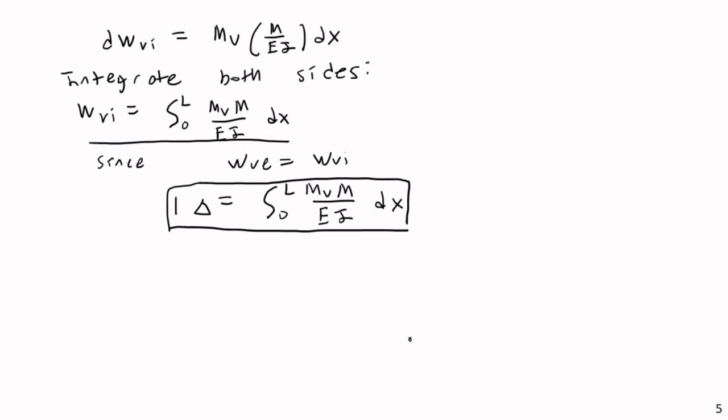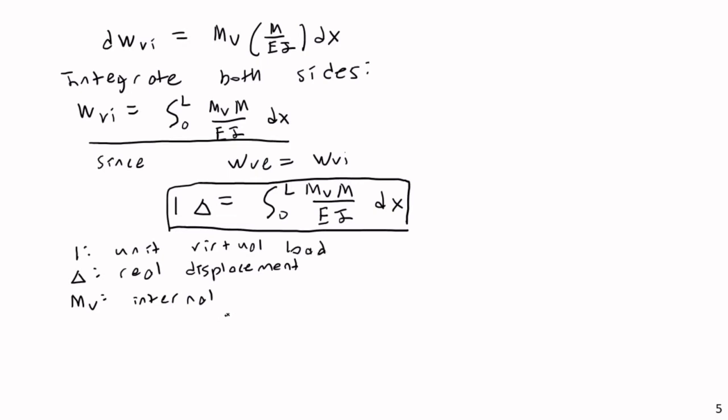So let me just restate some of these things. Delta, again, is our real deformation, our real displacement. 1 is our unit load. mv is the internal moment caused by the unit virtual load. And M is the internal moment caused by the real load.